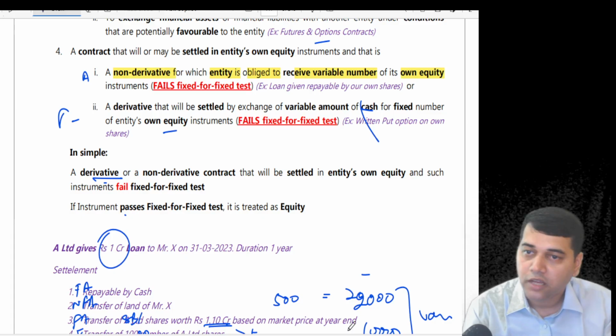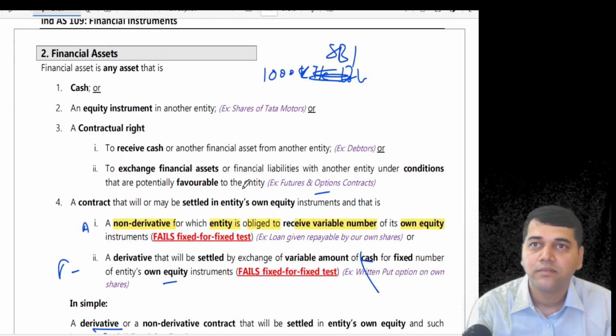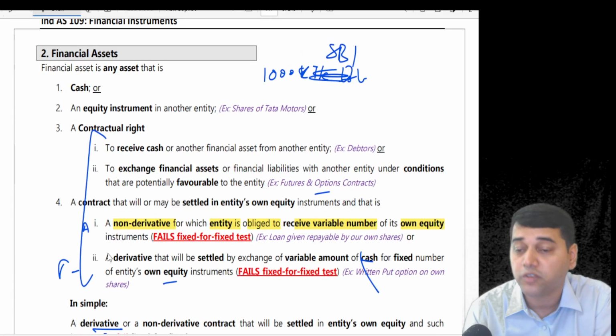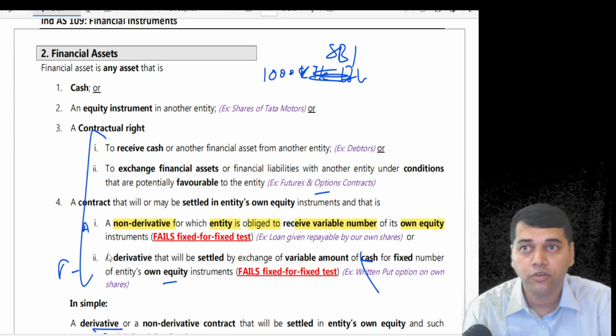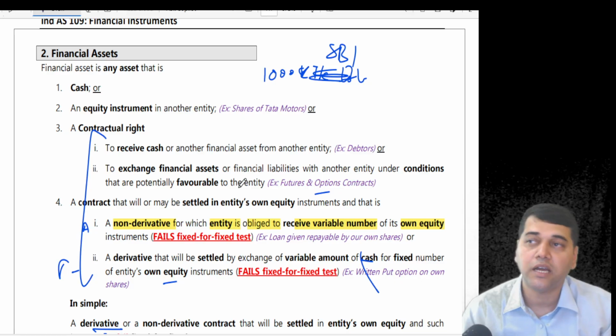Understood? Are you clear about this definition, students? You have to remember this definition, because in one of the theoretical questions you have to quote this definition. For this you have to practice this definition. But are you clear about this definition?